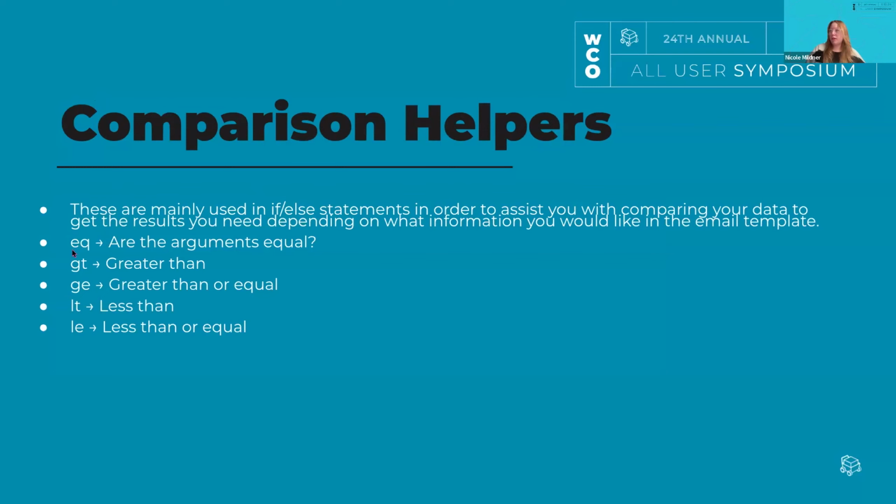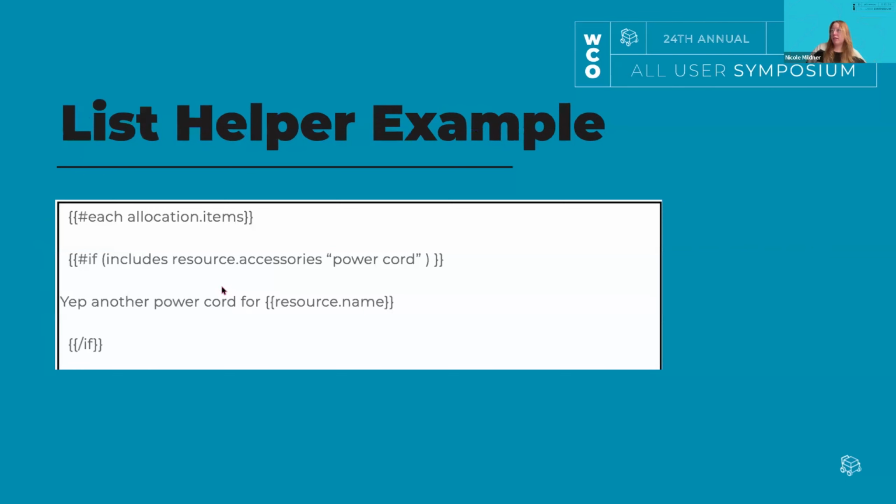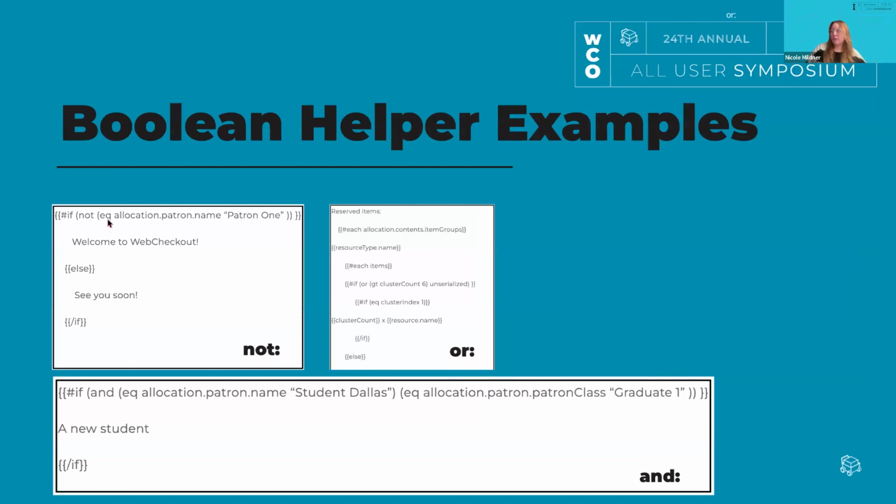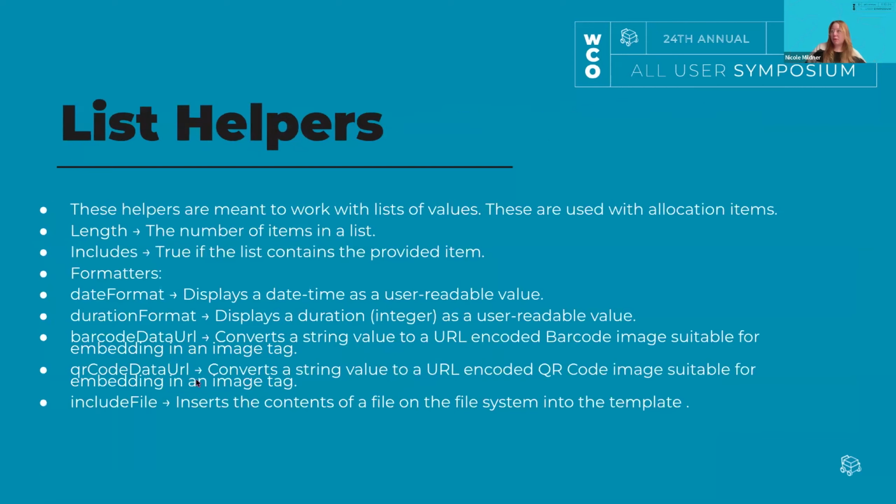So the first one is EQ, which is equal. This is basically asking, are the arguments equal? This works for numbers, but it can also be used for strings, which are text values, as long as the case is exactly the same. We've actually seen this helper used before already, specifically when we were covering the Boolean helpers. So we can see here we are already using equal. So we're already a bit familiar with it.